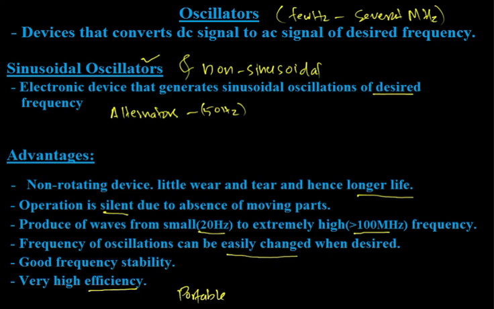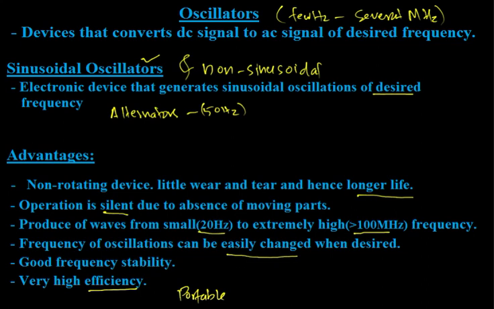The important things are it can produce frequencies from around 20 Hz to greater than 100 megahertz, and it gives very good frequency stability, and it is very effective when compared to the alternators. Its life is long because it does not have any rotating part. So these are the advantages of an oscillator over the alternator.